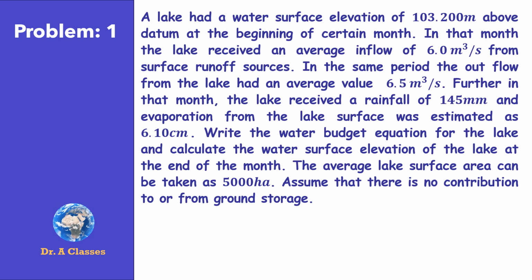Further, in that month, the lake received a rainfall of 145 mm and evaporation from the lake surface was estimated as 6.10 centimeters. Write the water budget equation for the lake and calculate the water surface elevation of the lake at the end of the month. The average lake surface area can be taken as 5,000 hectares. Assume that there is no contribution to or from ground storage.